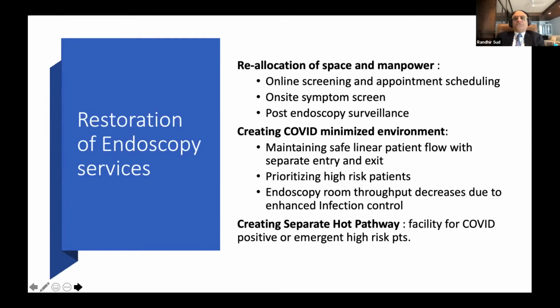When we talk of reallocation of space and manpower, the most important added component to the endoscopy units is online screening and appointments. This was not being done by most of the centers, but we have to get used to it. The patients should not be going to the counter of the endoscopy suite to take an appointment. We should be able to give them an online appointment and encourage that, to minimize man-to-man contact and the ability to transmit infection. Then there should be on-site symptom screening of the patient before the patient enters the endoscopy area, and then a facility for post-endoscopy COVID surveillance.